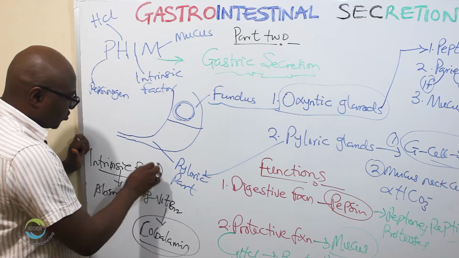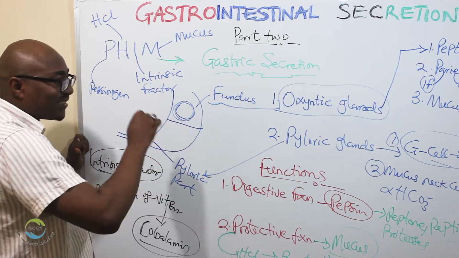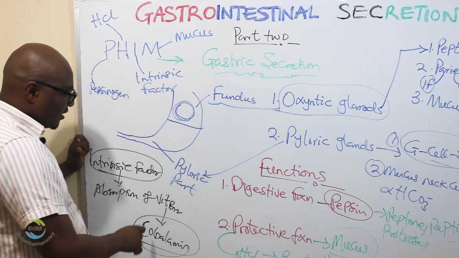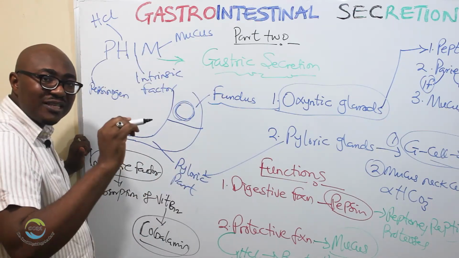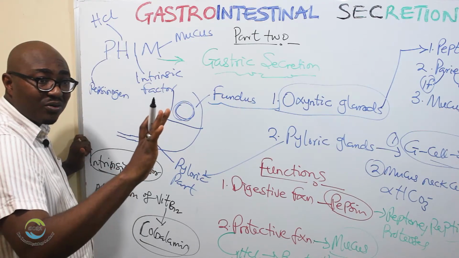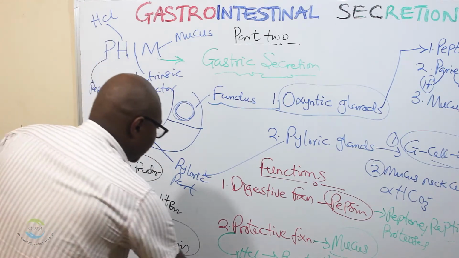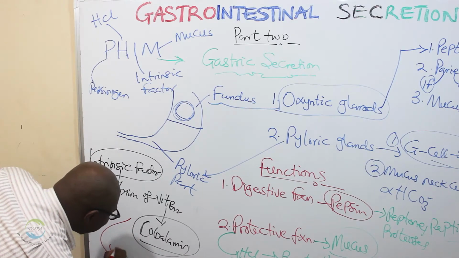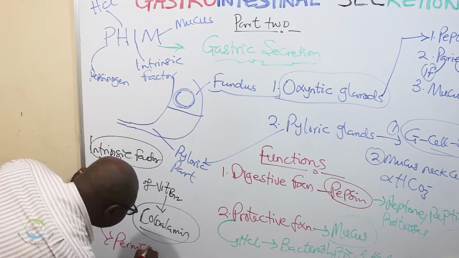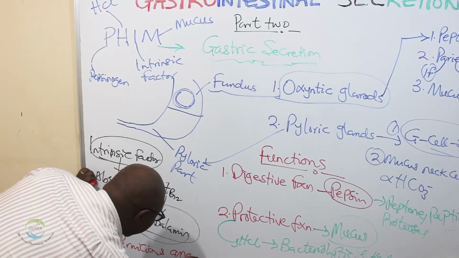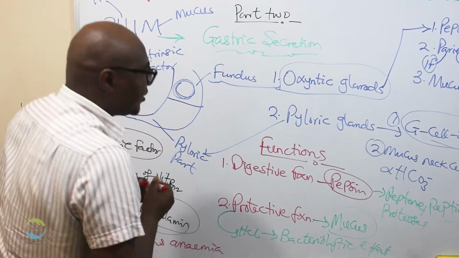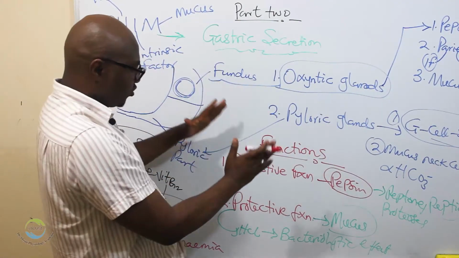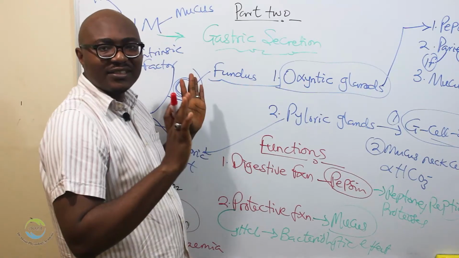intrinsic factor, if there's a problem with acid secretion, because they come together, parietal cells and intrinsic factor, there will be a problem with red cell production. It will lead to a form of anemia known as pernicious anemia. So lack of this leads to pernicious anemia. Okay? So that is basically what you need to know about the functions of gastric secretion.